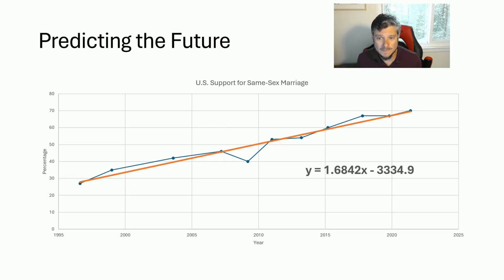That line is given by this, which is just our y equals mx plus b form. So it's just that simple kind of algebra 1 stuff. And that is machine learning. It came up with this line that is going to let me predict the future. Y equals 1.6842x. So that 1.6842 becomes my m, or my slope, and then my y-intercept is negative 3,334.9.